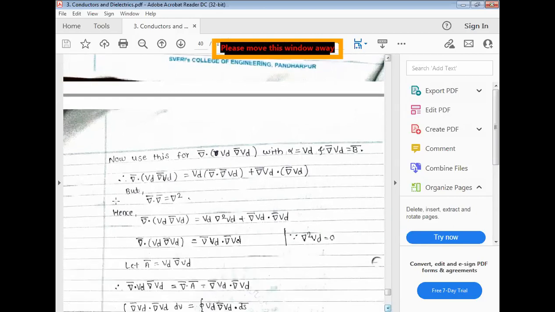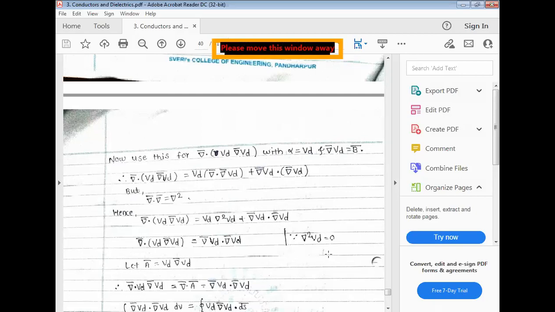So we get this equation, and we know that del dot del is equal to del square. So here, instead of this del dot del, we can write del square. So our equation becomes del dot Vd into del Vd is equal to Vd into del square Vd plus del Vd dot del Vd.